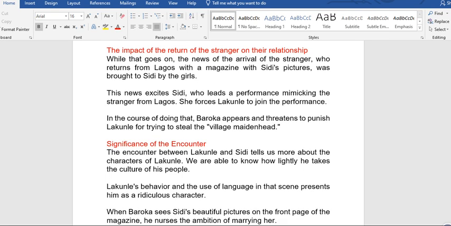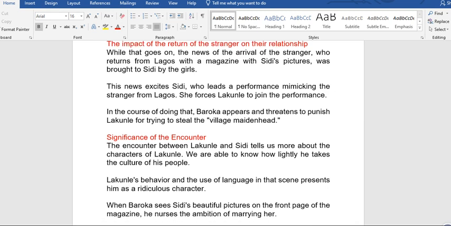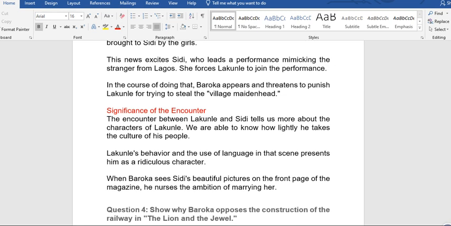This news excites Sidi, who leads a performance mimicking the stranger from Lagos. She forces Lakunle to join the performance. In the course of doing that, Baroka appears and threatens to punish Lakunle for trying to steal the village maidenhead, quote unquote. Now, the significance of the encounter.